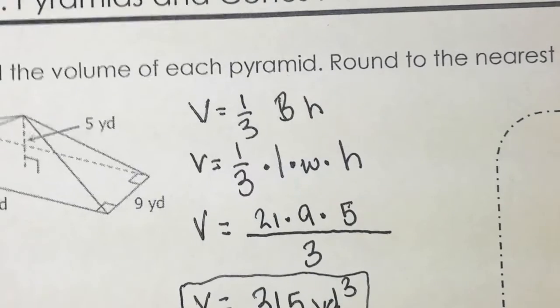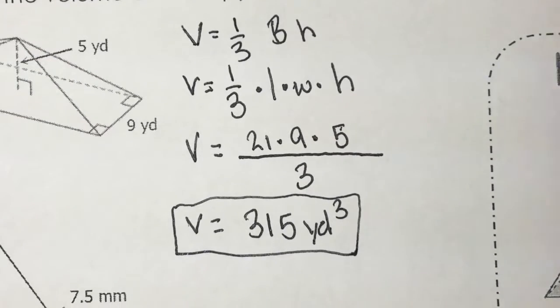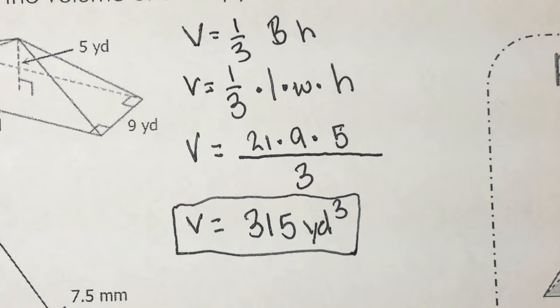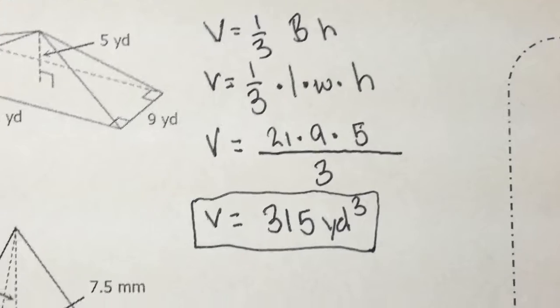So if they give you everything, I mean, a pyramid is just that easy. You just got to do that. That's if they gave you everything, but you know most of the time they're not. You're going to have to find something that's missing.